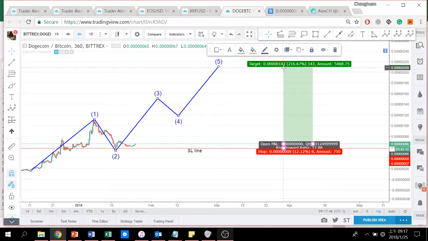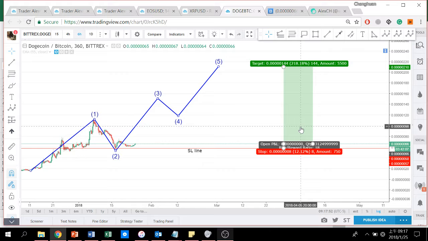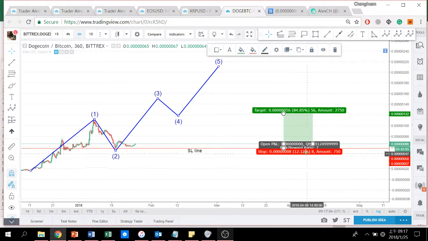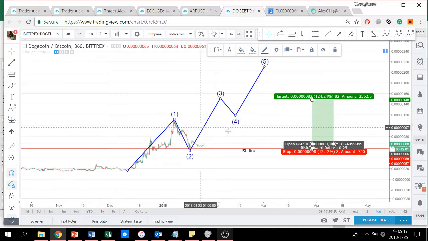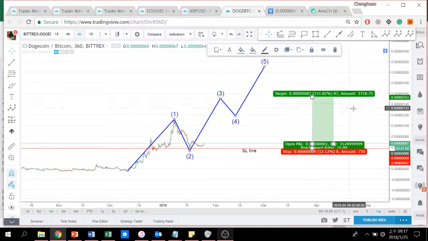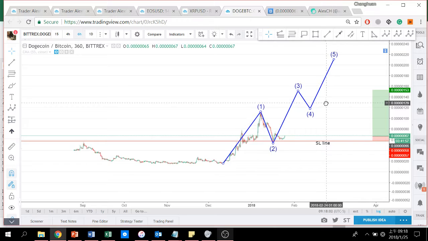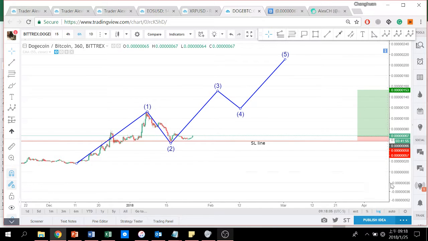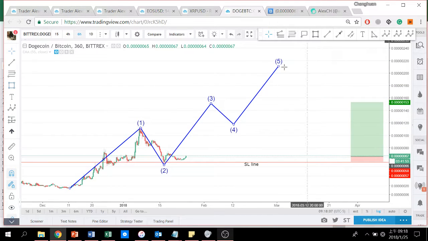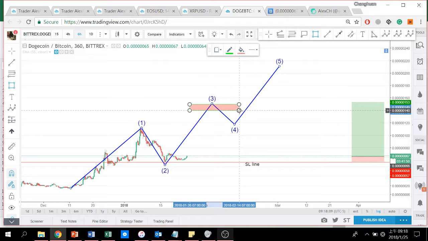And if you look at the last target, it's a whopping 18. Risk reward ratio of 18, and you only have to risk like 12%. So I would obviously take this trade. Fundamental wise, let's just ignore it. The chart speaks for itself. So I'm definitely going to be taking some profits at this price range.